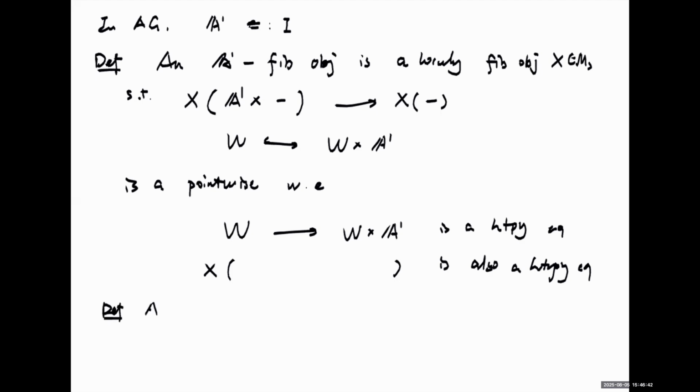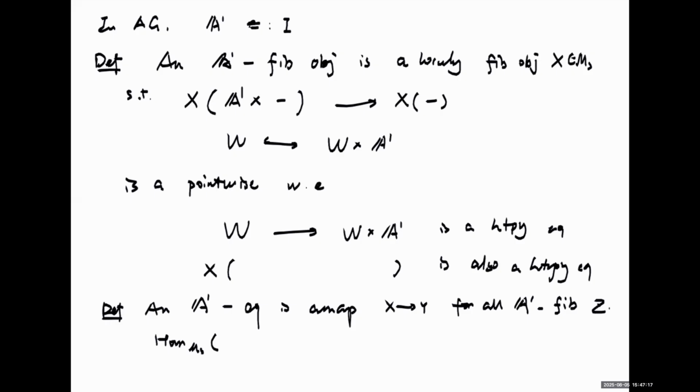Definition: an A1 weak equivalence is a map X to Y such that for all A1-fibrant objects Z, the internal Hom from Y to Z is the same as, I'm going to explain it a bit later.